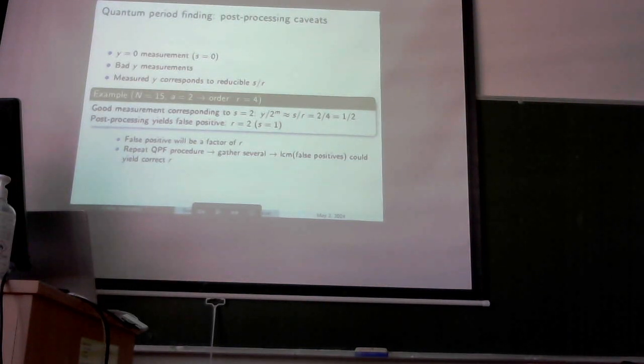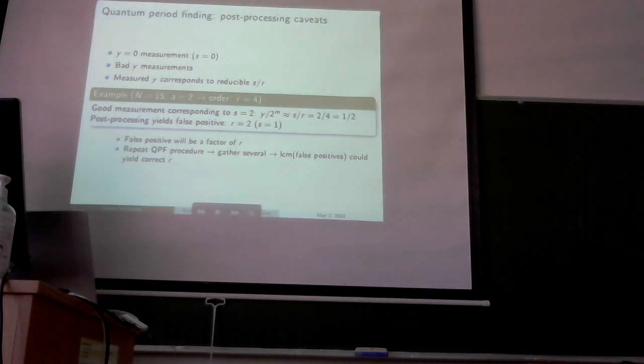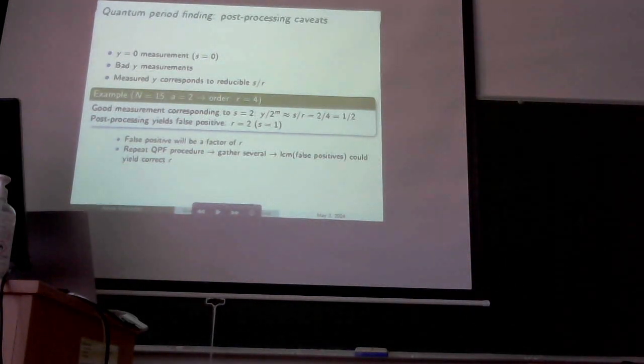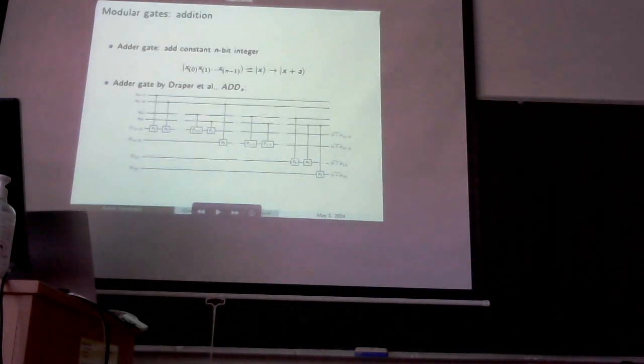So a way to make use of these false positives is to repeat the QPF procedure several times, and in case we are too unlucky to never measure a good value of R, we would have compiled several false positives, and maybe the combined false positives happen to combine to the right factors of R, and by taking the least common multiple of all of them, we might be able to get the correct value of R. So this is a way to take advantage of a priori bad results.